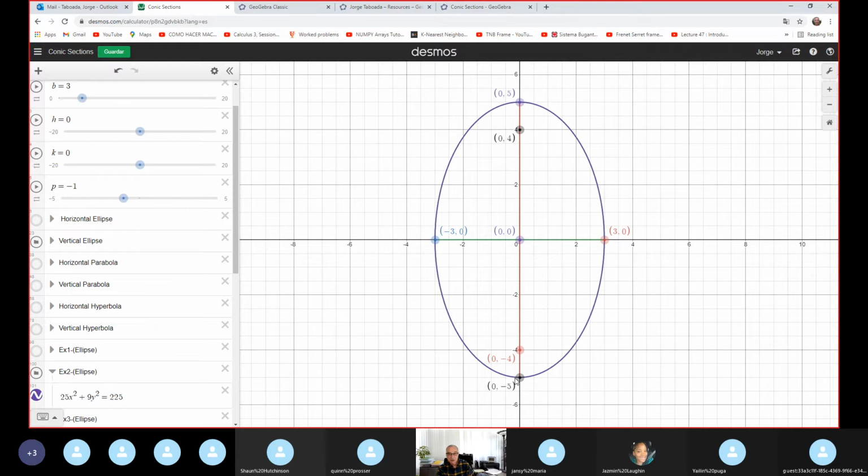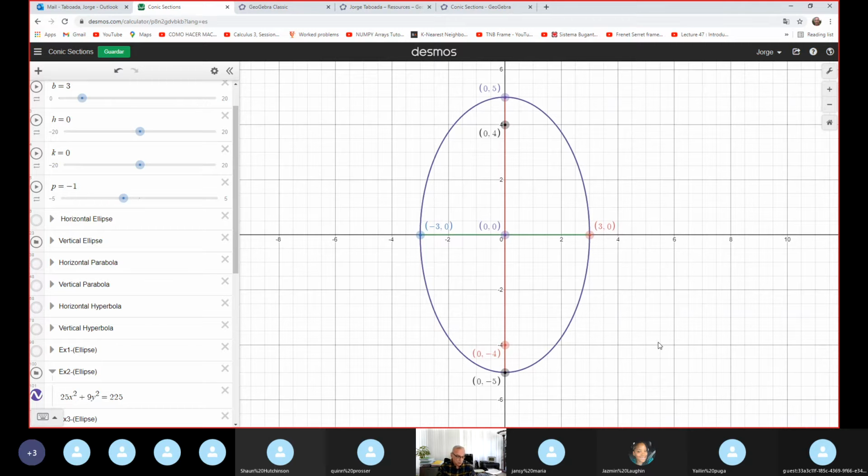The endpoints for the minor axis are 3,0 and -3,0. Center, of course, 0,0. And the foci are located at 0,4 and 0,-4. End the story. Okay, this was example 2. Relatively easy. The only complication was I need to divide by 225 because I need to create right-hand side 1. That's the same thing. Easy, easy, easy.